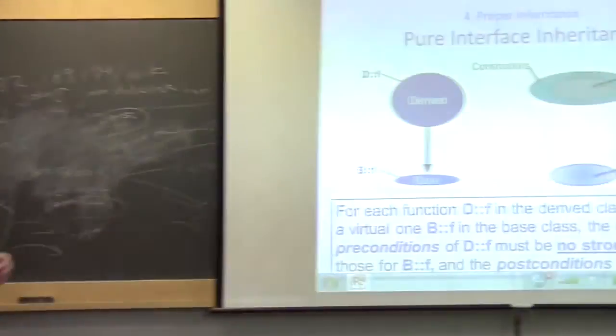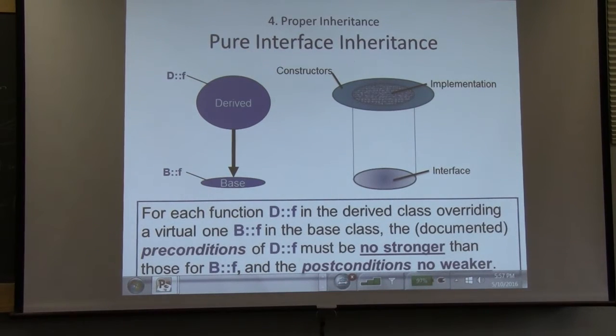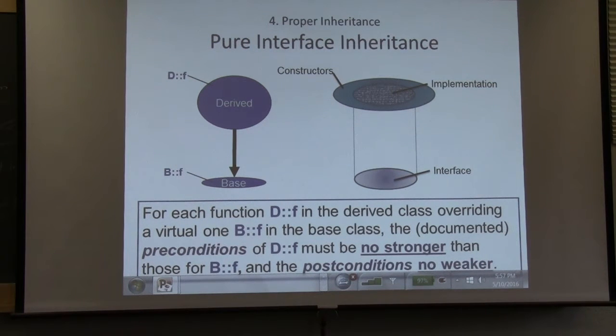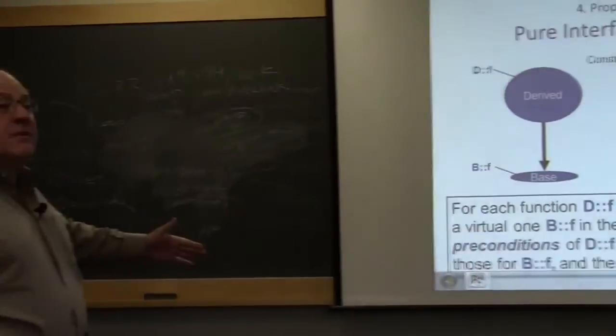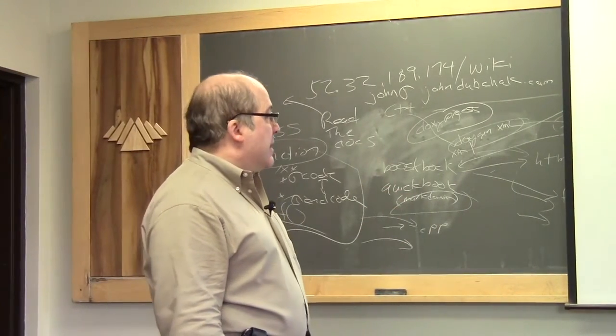For each, this is what was suggested. For each function d::f in the derived class, overriding a virtual one b::f in the base class, the documented preconditions of d::f must be no stronger than those of b::f, and the postconditions no weaker. And by that we mean if they are, it's a fat interface, and the other one, it's lying. It's not satisfying the postcondition that it promised to do. It's not adhering to the base class contract.